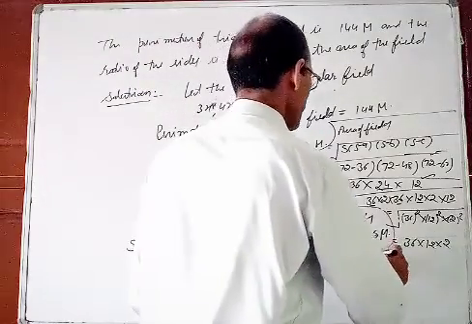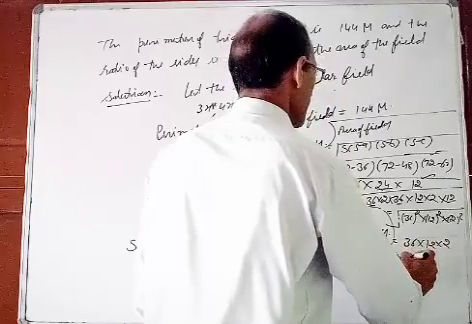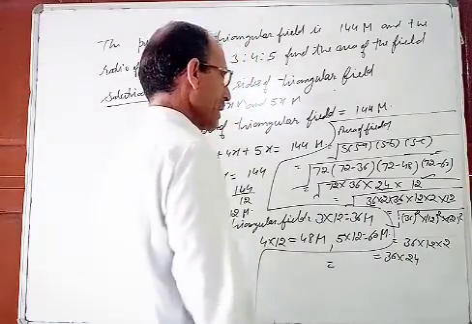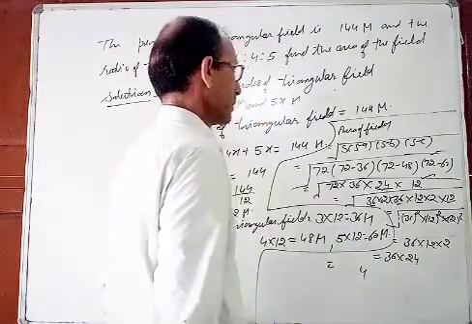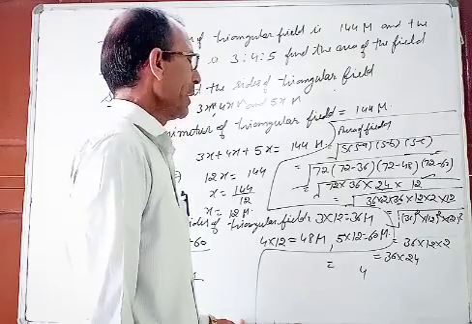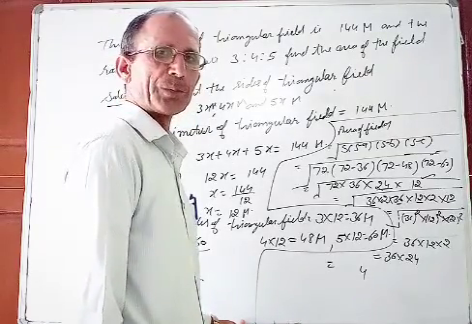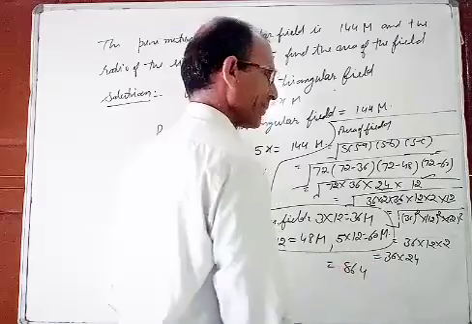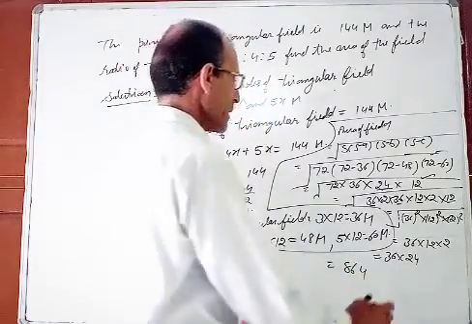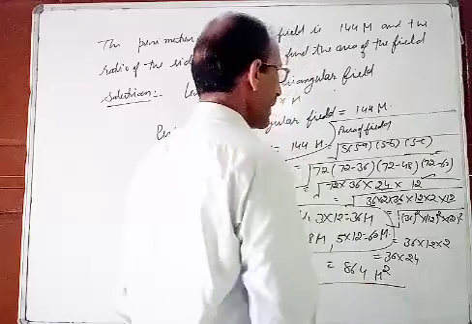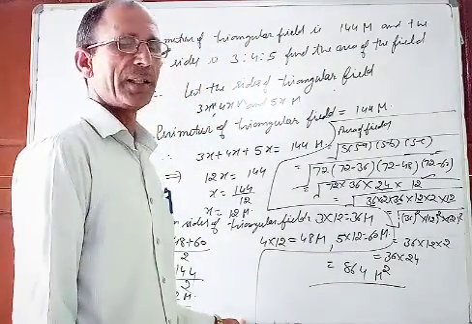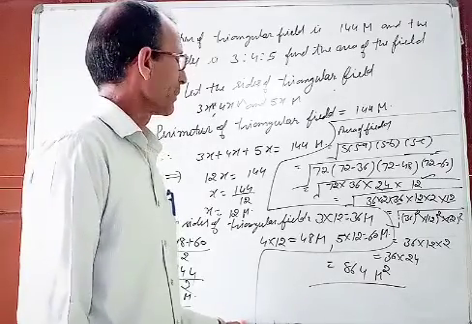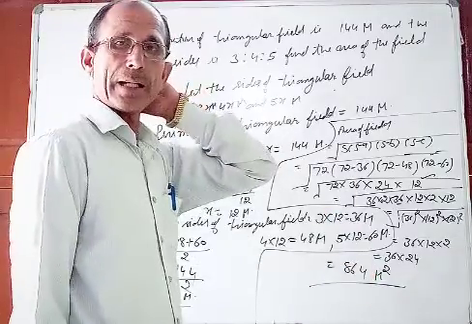Multiply them: 36 multiplied by 12. 6 fours are 24, 6 threes are 18, so 144... 144 and 24 threes are 72, 72 and 144, it will be 864. So 864 square meter. This is the area of the triangular field. Have you understood? Yes. 864 square meter. Is there any doubt?